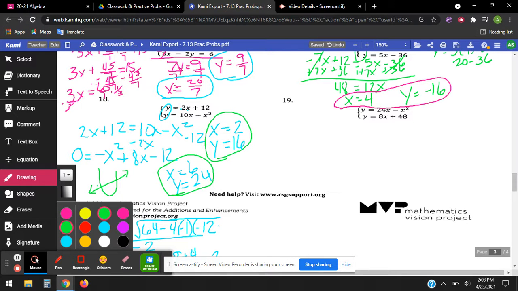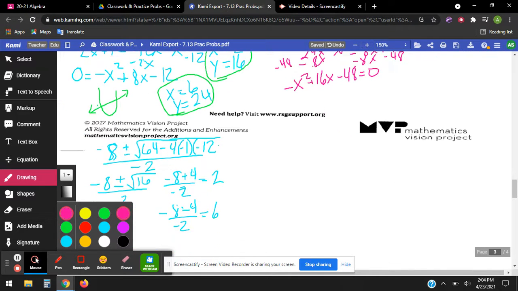All right, last one. They both equal y, so let's do it again. 24x minus x squared equals 8x plus 48. Oh, we've got another one of these. Okay, so let's subtract 8x and subtract 48. So negative x squared, 24 minus 8 is 16, plus 16x minus 48 equals 0.